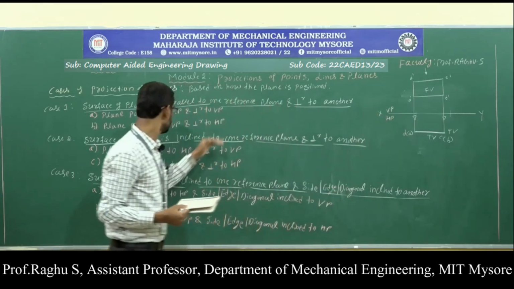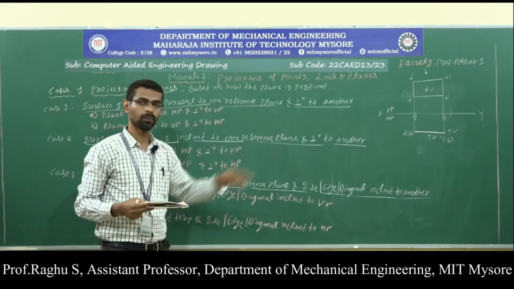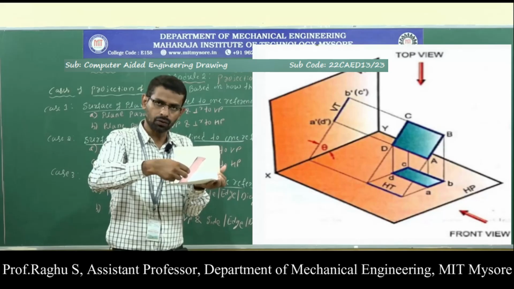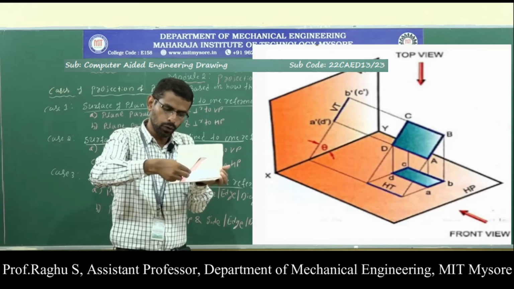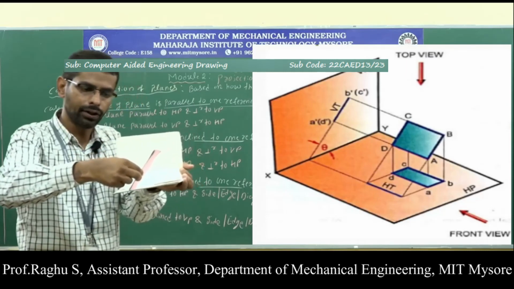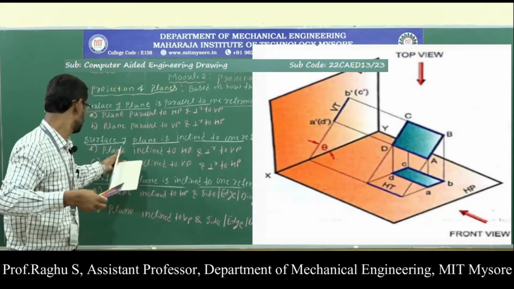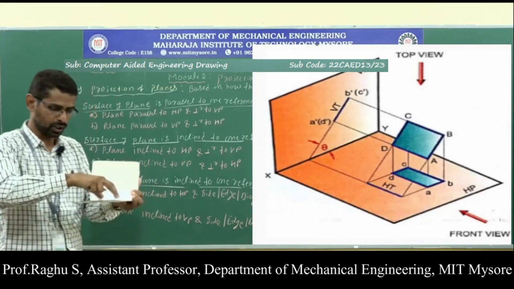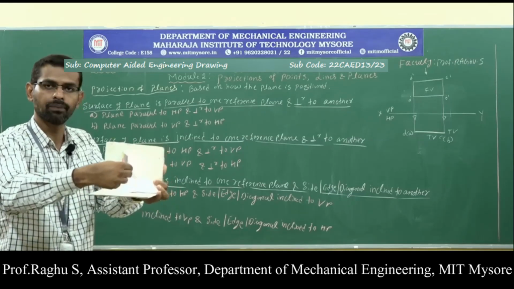We'll move on to the next one: surface of plane inclined to one reference plane and perpendicular to another. Here the surface is a plane surface. Now the plane is parallel to HP. Suppose you place the lamina like this, the lamina is inclined to HP and perpendicular to VP. So this is the first case. In case 2, the plane is inclined to VP and perpendicular to HP, so the position is like this.